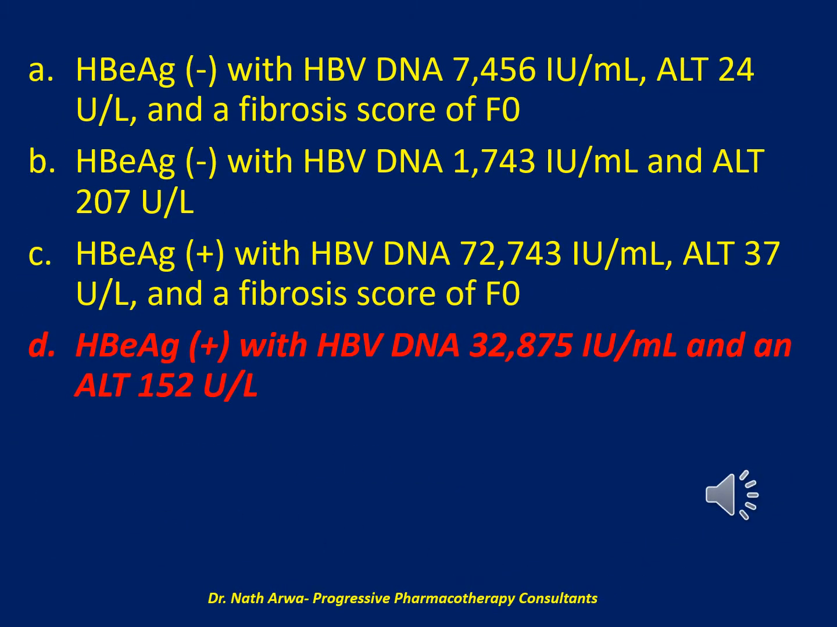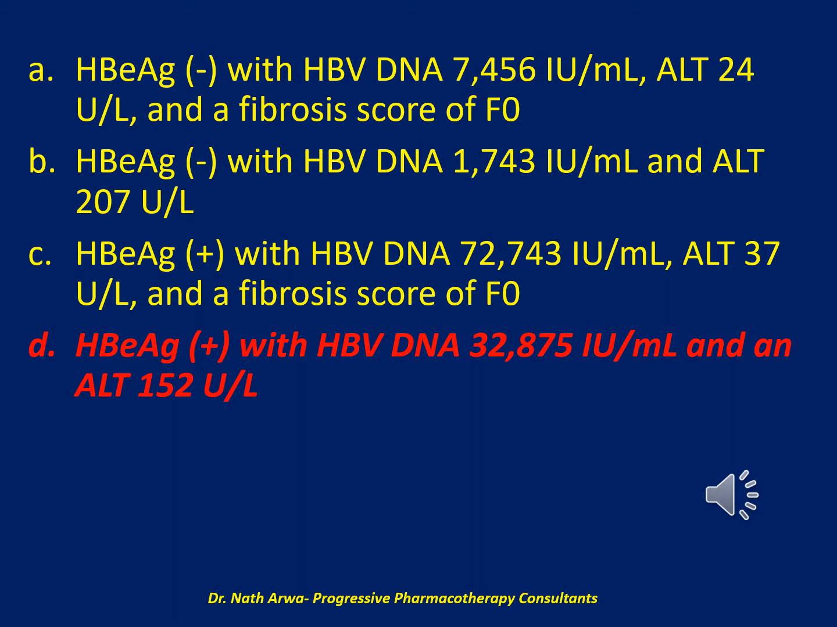And the correct answer is D. HBeAg positive, with HBV DNA of 32,875 IU per milliliter and an ALT of 152 units per liter. Option D is correct. Based on both the AASLD and EASL guidelines, patients with a HBV viral load equal to or more than 20,000 and ALT more than 2 times the upper limit of normal, abbreviated as ULN, according to AASLD guidelines, or HBV DNA more than 2,000 and any ALT elevation and at least moderate fibrosis with HBeAg positive, meet criteria for treatment initiation.